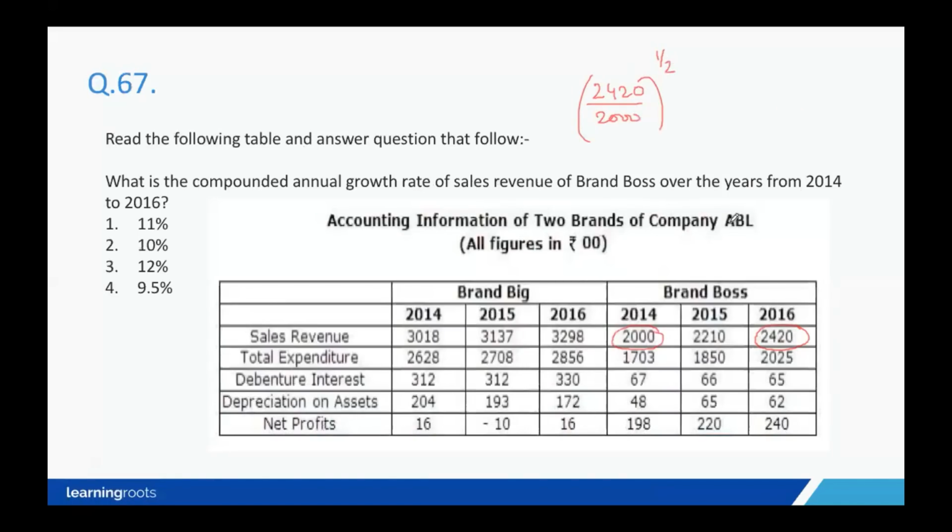So if it had been over 3 years, I would have done 1 by 3 in this case. So by this much raised to 1 by 2 minus 1. Right, so just calculate this. So this becomes 121 by 100 raised to half minus 1. So 121 square root is 11. 100 square root is 10. So this becomes 1.1 minus 1 or 0.1. Okay, 0.1 is nothing but 10%. Right, so CAGR can be calculated as final value upon initial value raised to 1 upon number of years minus 1. Right, so that will be the CAGR or the compound annual growth rate of sales.